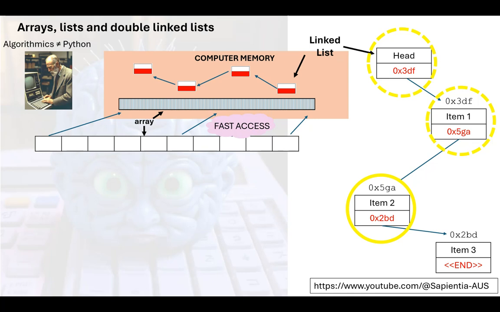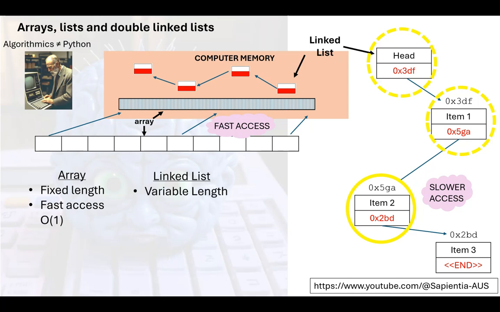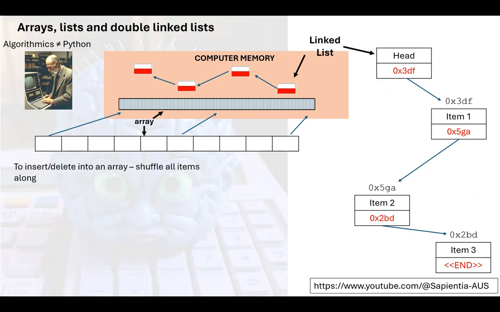Let's compare linked lists and arrays based on what we've seen so far. We've already said that arrays are fixed in length, and we can quickly access any item in the array by going directly to it. We call this constant time, which in Unit 4 we'll call big O of 1. Lists can vary in their length. To access an item in a list, we need to cycle through every item before it, which is linear time, big O of n.